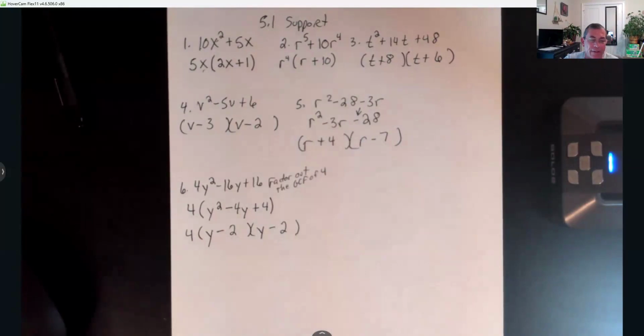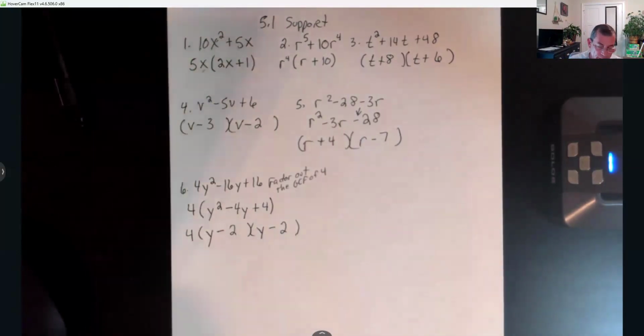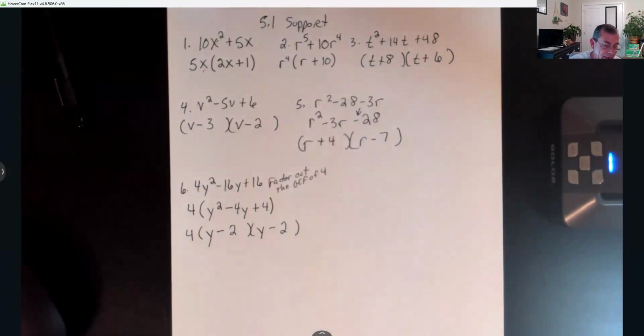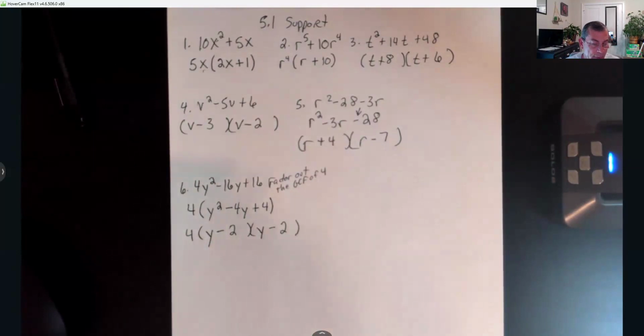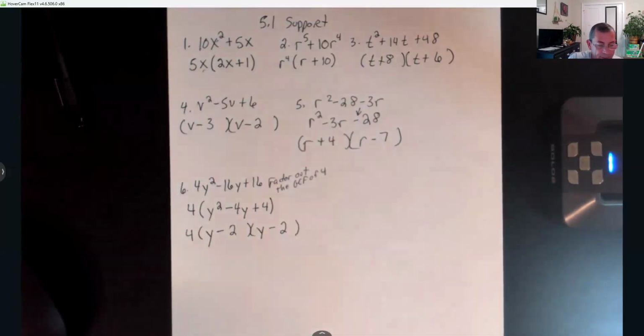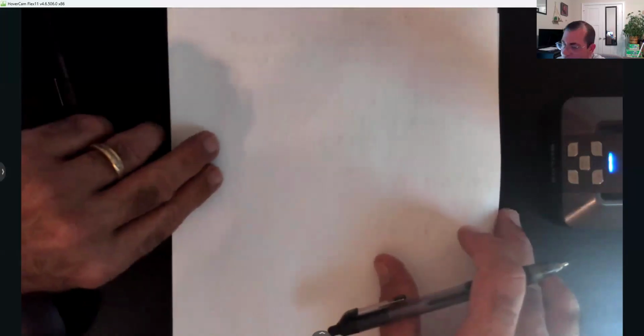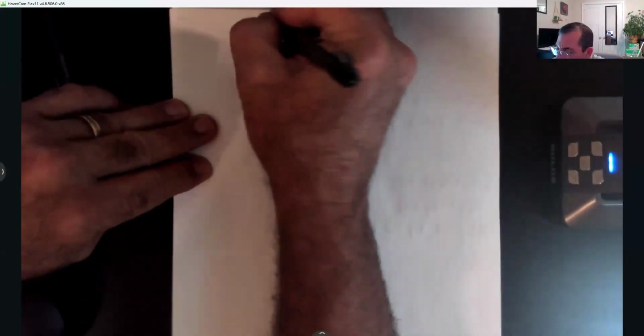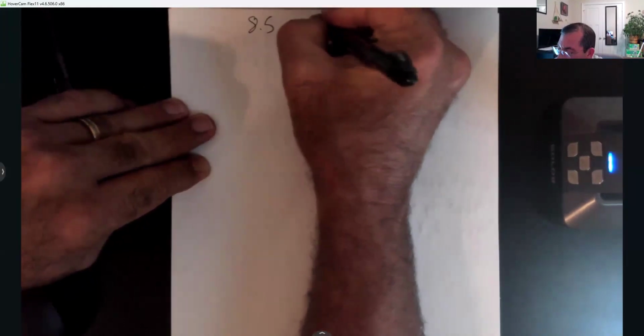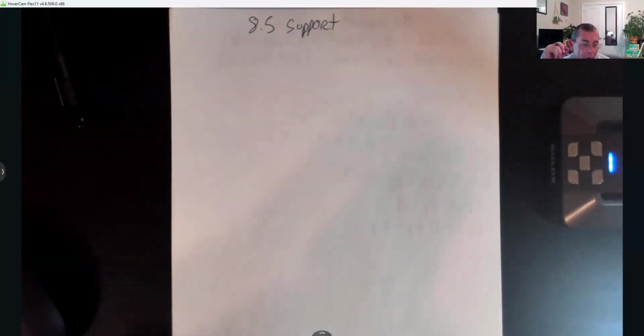So y'all, that's 5-1 support. Let me find something. I thought I had 8-5 here too. Okay, I got 8-5 right here. So let's look a little bit at the 8-5 support. Now 8-5 support just had 3 problems. But 8.5 support was more factoring.